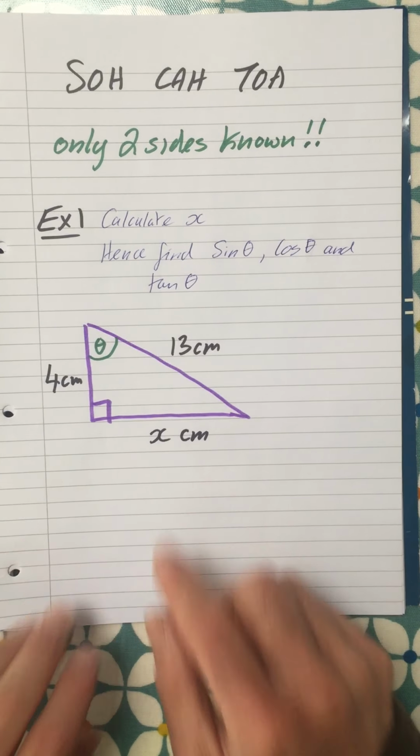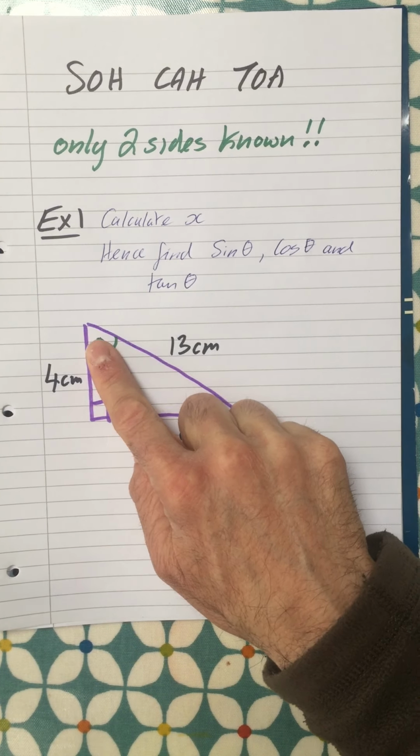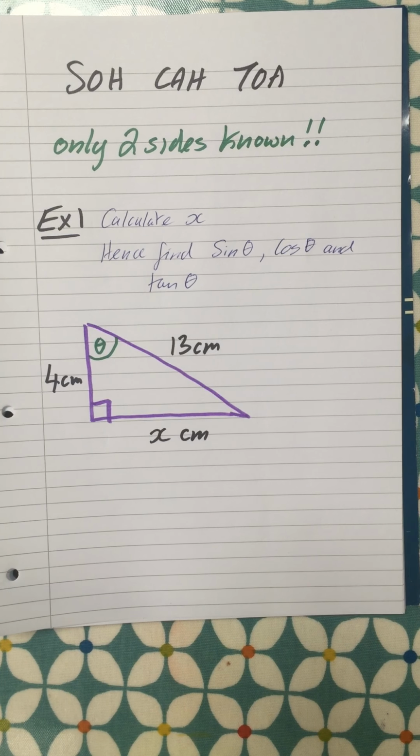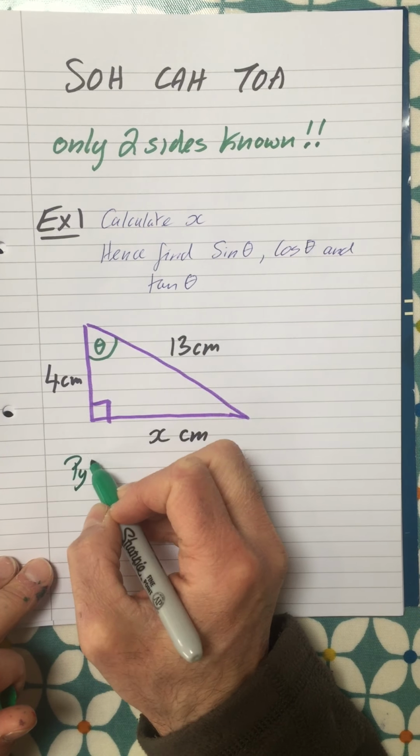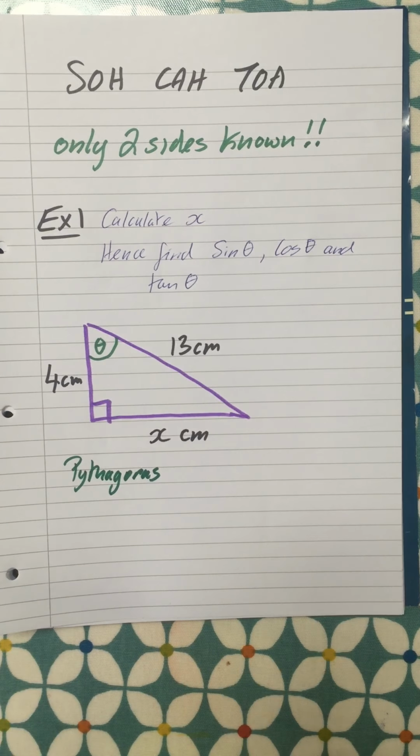Let's find out x. Now, to find out x, believe it or not, you guys should know how to do this. Ignore the theta for a second. You've got two sides of a right angle triangle. How can we find the size of the third side? Well, the answer is Pythagoras' theorem. So we're going to use Pythagoras. Don't forget, Pythagoras is always there and it's always useful.